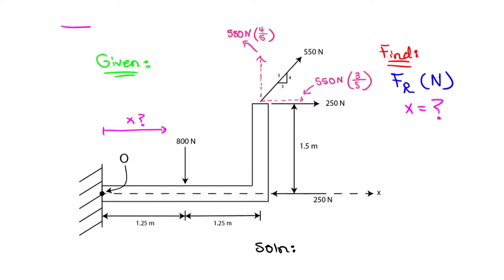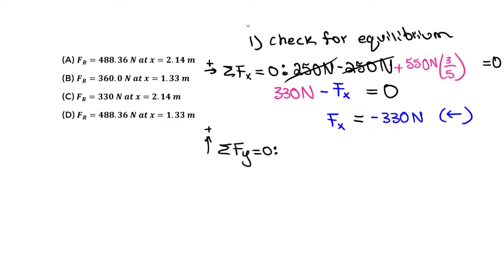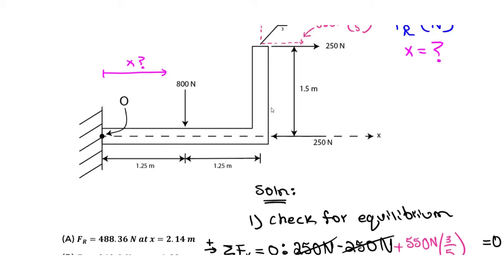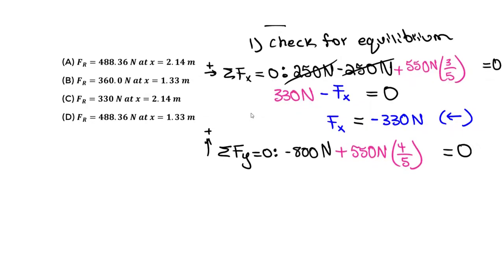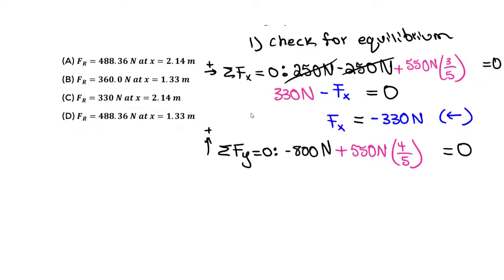Then let me take this negative 800. It's negative because it goes down. Then you do the positive, this component, because it goes up. So 550 times 4 over 5, and we will say all of that should equal zero, or does it? When you do the math, negative 800 plus 550 times 4 over 5, you get negative 360. So negative 360 newtons equals zero. But it doesn't, so it does not equal zero.